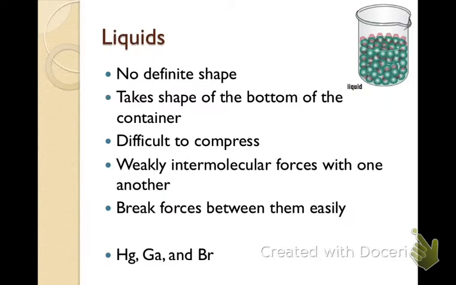Liquids, again, your mercury, gallium, and bromine, they have no definite shape, meaning that if you took this out of the container, it would kind of spill all over the place. So these take the shape of the bottom of the container. They are difficult to compress, but not impossible. They have weak intermolecular forces with one another, and they slide around really easily. You can easily break these forces of attraction between one another.